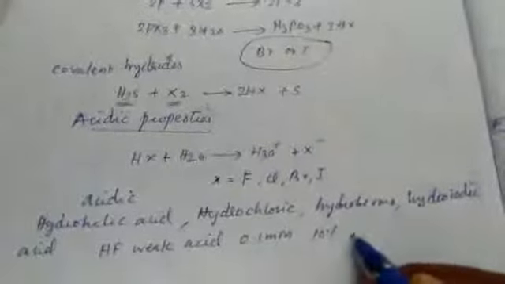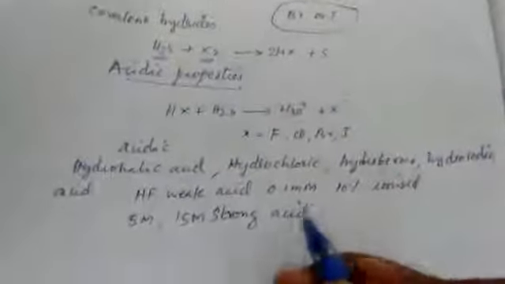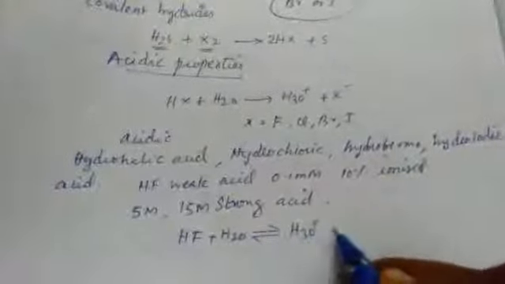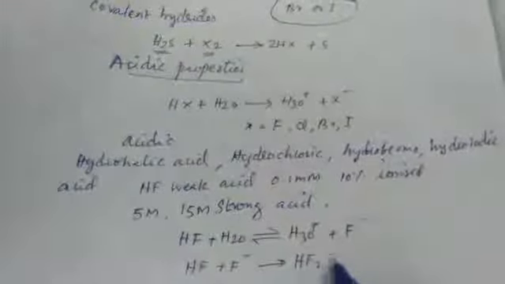That means 0.1 M solution is only 10% ionized. But 5 M and 15 M solutions will be strong acids. Reaction: HF plus H2O gives H3O plus ions plus F minus. Again HF reacts with fluoride, what is formed? HF2 minus will be formed. That backward reaction is also possible.